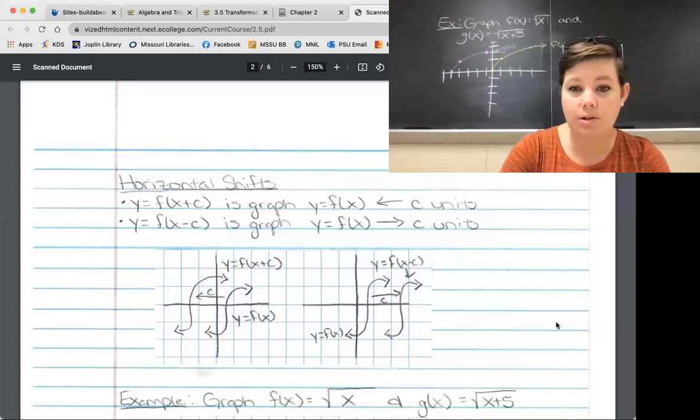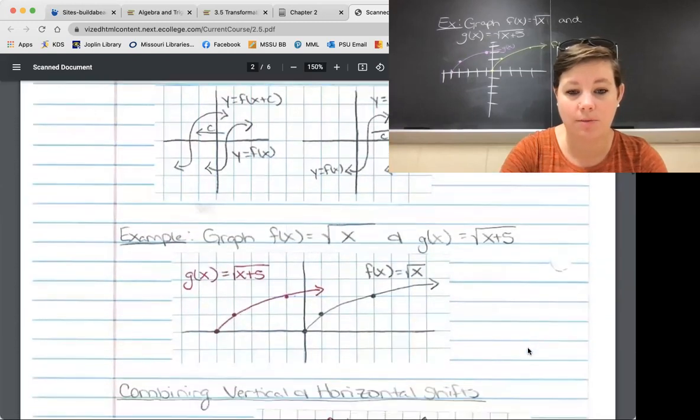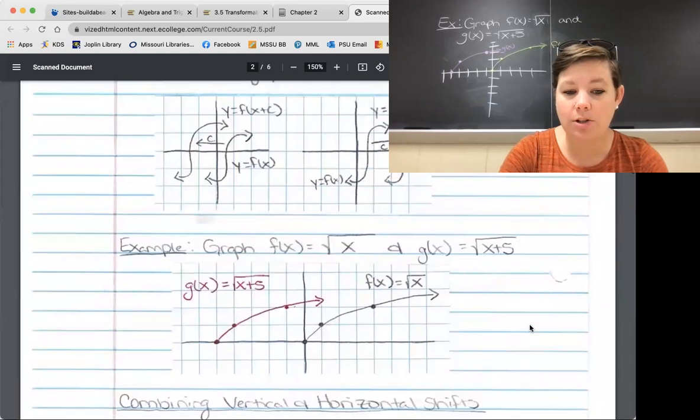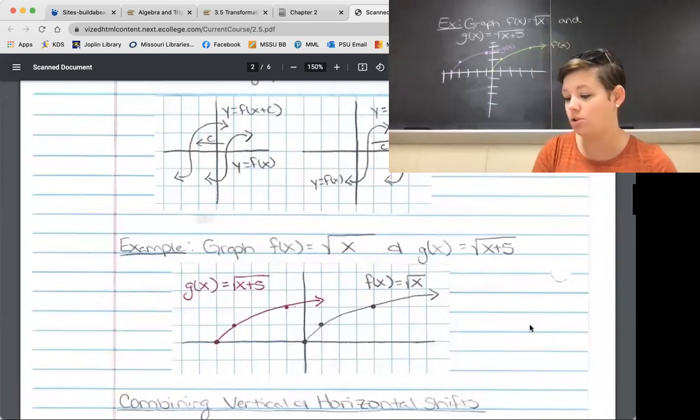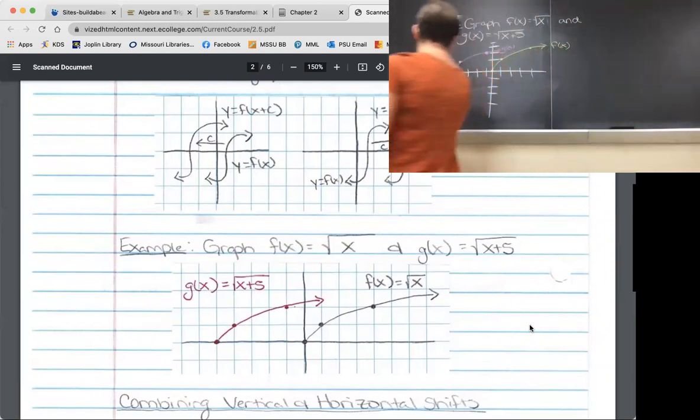Okay, so those are horizontal shifts. Those are inside of the function and they affect your x values. Vertical shifts are outside the function and they affect your y values. Again, there's my nice graph in my notes. Now, what if we are going to combine horizontal shifts and vertical shifts? So we're going to do 2 in one graph.